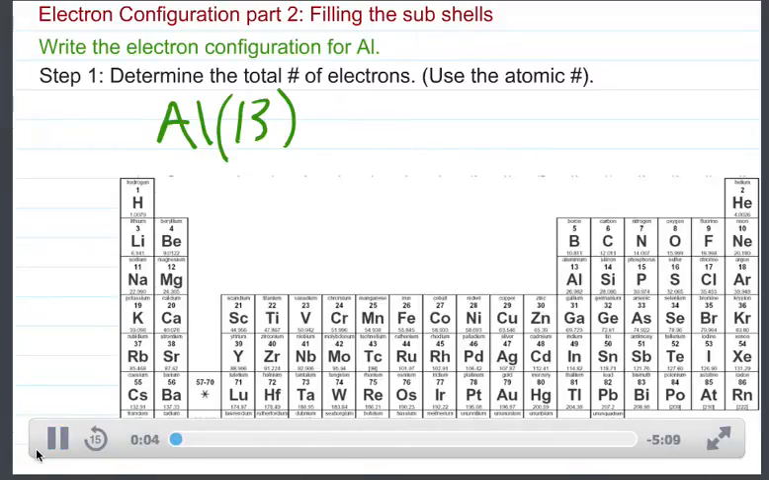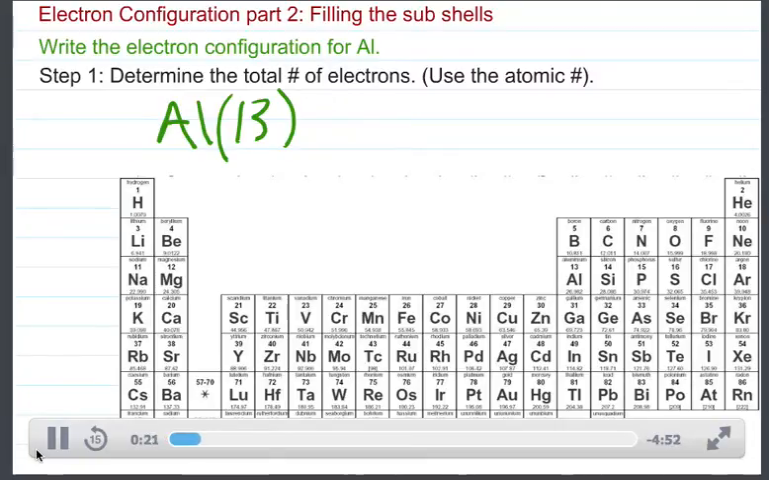Welcome to Mono Chemistry. Today we're going to look at Electron Configuration Part 2, filling the subshells. Last time we learned about the subshells, now we're going to learn how to fill them properly to be able to write electron configurations. So the question is, write the electron configuration for aluminum.